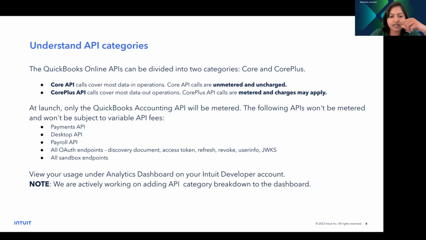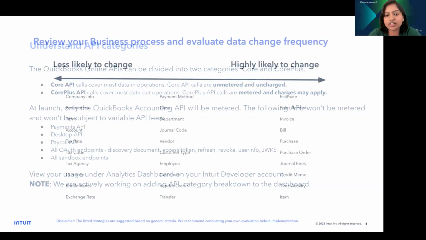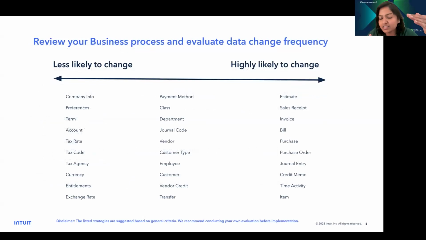Now, once you understand your API categories, a strategy that we recommend is you can go back and see how frequently the entities change, or the changes happen to these entities. For example, what we have seen is preferences and company info are mostly related to the QuickBooks account settings, right? So they change less frequently than how estimates or sales receipts or invoices change. For example, hourly you might be posting a lot of invoices and sales receipts, but the company settings might not change at that same frequency.